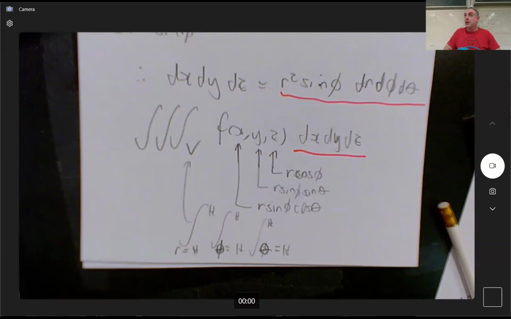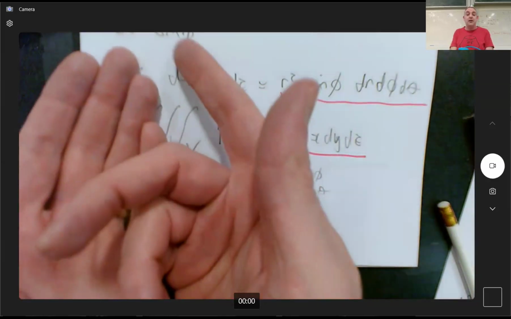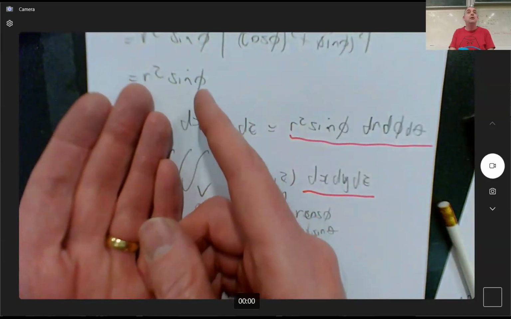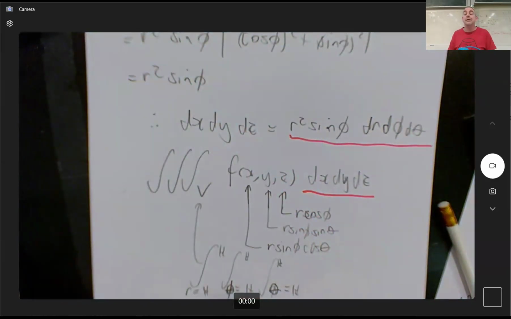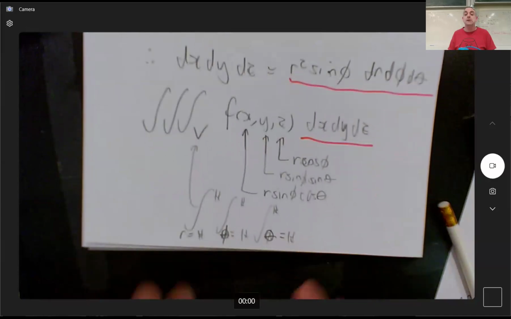And that works just as well in 2 dimensions. It's just a smaller determinant. It's much easier to calculate. And one of the reasons spherical coordinates is chosen is because it does work out so neatly when you find the determinant of the Jacobian matrix.